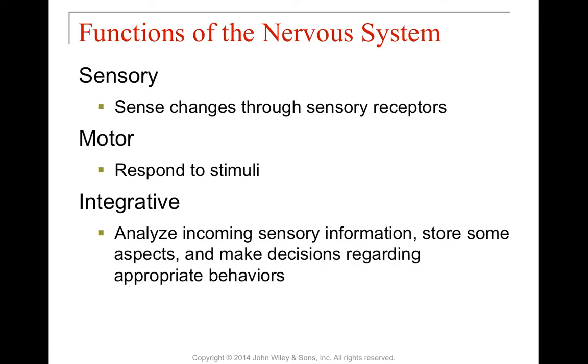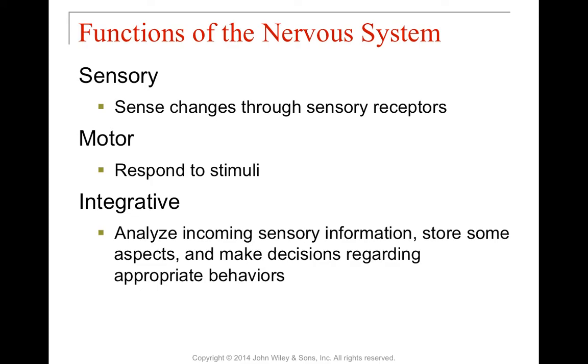All right, so we have multiple functions of the nervous system. The first is sensory perception. We want to be able to sense the changes in our environment through sensory receptors, right? This is your sense of sight, smell, touch, taste, sound. We also have the motor nervous system. It's going to allow us to respond to stimuli. So, for example, you touch a hot stove and you immediately withdraw your hand so that you don't do further tissue damage. And also the integrative nervous system.